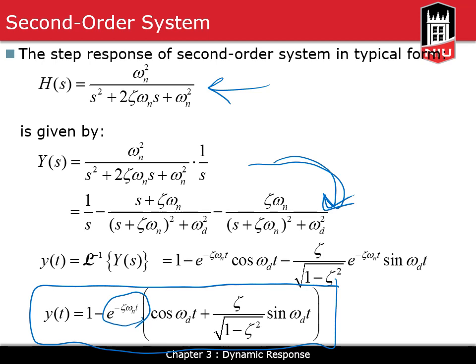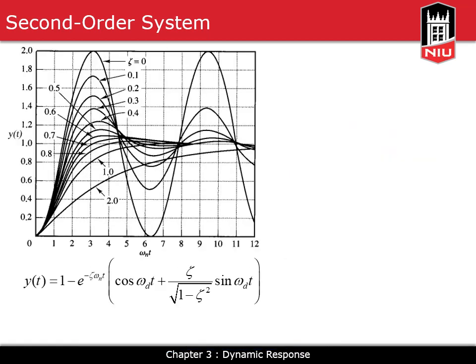So if I want to write e to the power of negative zeta omega n t as e to the negative t over tau, by just comparing these two, I can find out that tau, the time constant, will actually be equal to 1 over zeta omega n. So keep that in mind. Tau is 1 over zeta omega n. So if I want to find settling time, I can use either 3 times this, or 4 times this, or 5 times this, depending on which tolerance level I want.